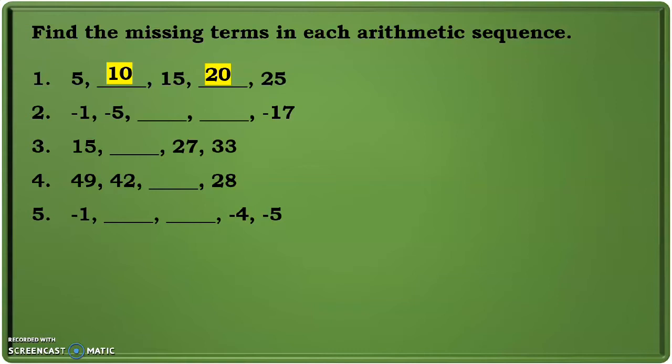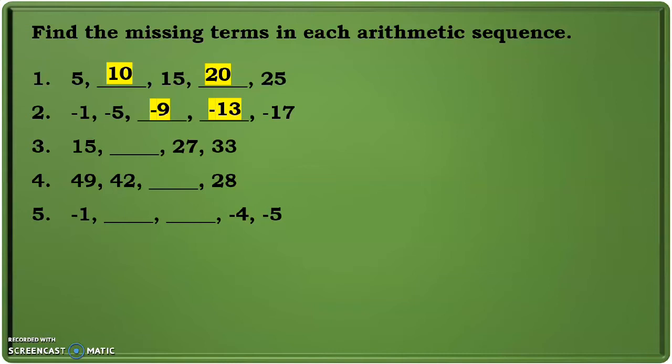And for number 2, negative 1, negative 5, blank, blank, negative 17. What is the rule for this sequence? Yes, that is correct. The rule is by adding negative 4. If the rule is by adding negative 4, the next term after negative 5 is negative 9. Then, negative 13.